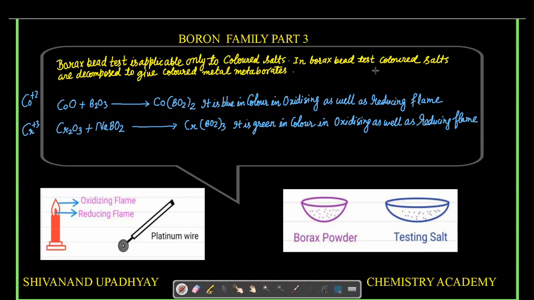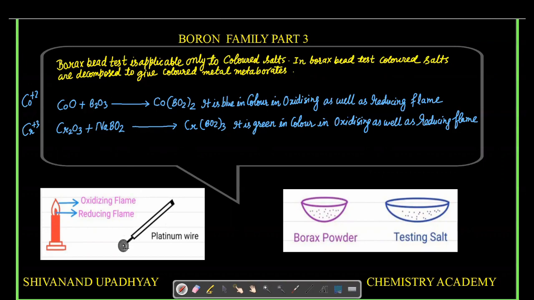Borax bead test is applicable only to colored salts. In the borax bead test, colored salts are decomposed to give colored metal metaborates. We have taken one example, cobalt 2 plus. We have a salt that we want to test, and the salt contains cobalt oxide. We can only test those salts which are colored. We cannot do the borax bead test for zinc because zinc compounds are colorless. So colored compounds like transition metal compounds, cobalt, nickel, chromium, copper, and so on.